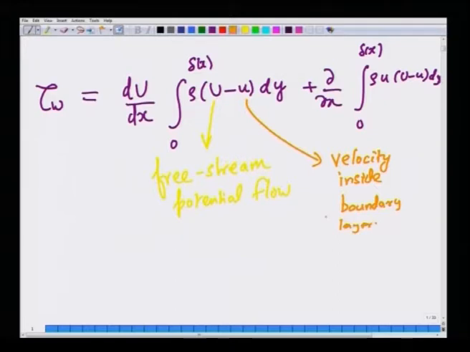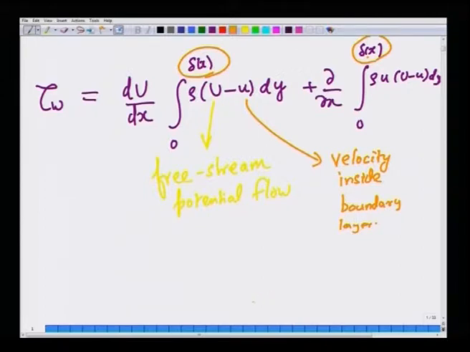Okay. And the same notation goes here also. Notice that the boundary layer thickness is in general a function of x. So, therefore, even if you integrate this with respect to y, ultimately the boundary layer thickness is also a function of x. So, this d dx will also depend on the upper limit of this integral.